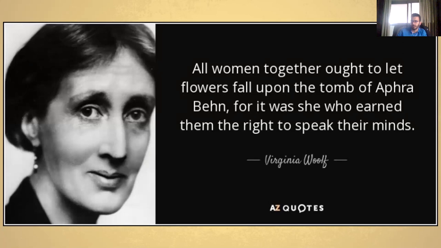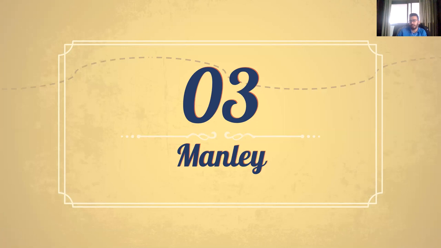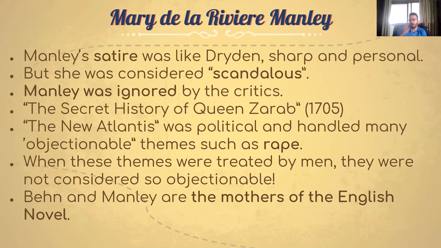Then we have another woman. Her name is Mary Delarivier Manley, Mary Manley, okay? You can remember her as Mary Manley, okay? Very long name. Now, Mary, she was a satirist, again, satirist, you know? She wrote satire, just like Dryden and the guys from the Restoration era. And again, she wrote a very sharp and personal satire. You know, personal, she was attacking people, sometimes mentioning their names and sometimes not, but still attacking them. Very witty, very sharp.